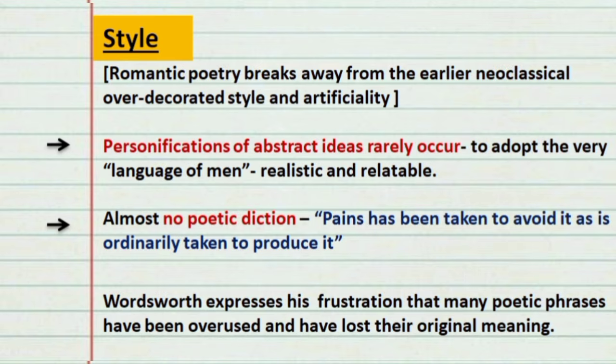Wordsworth says that he couldn't use some beautiful phrases in his poems because he had to use the language of the common men. But that doesn't make him very desperate to use these phrases because he was very frustrated that many beautiful phrases were overused by the poets and had lost their original meaning.